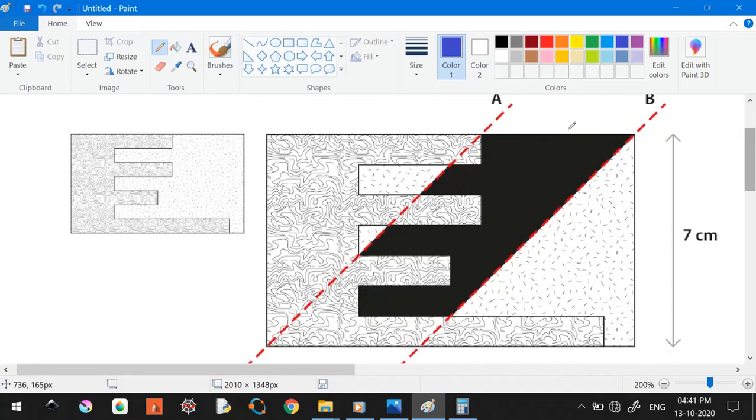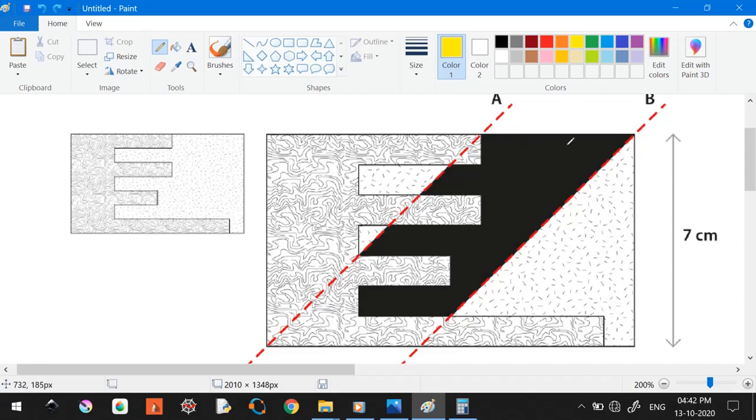So the question is, given this block and this configuration, if we cut here and here, AA and BB, each making 45 degrees, right? That means here it is also 45 degrees. So what is the area of this shaded region? How will I solve this? For this kind of question, I will split the requirement into parts.